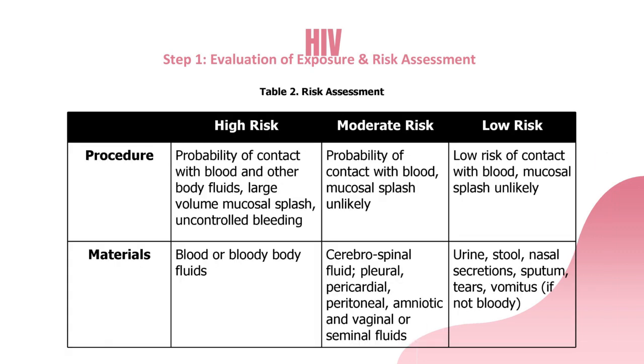In the next table, we have the risk assessment. There are 3 levels of risk: the first one is high risk, then moderate risk, and low risk. In this table, we can see the procedure and materials for each level of risk.